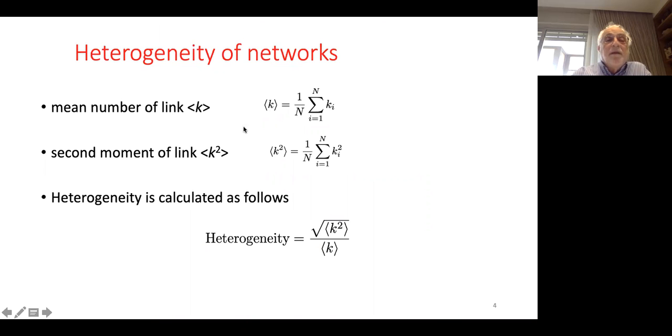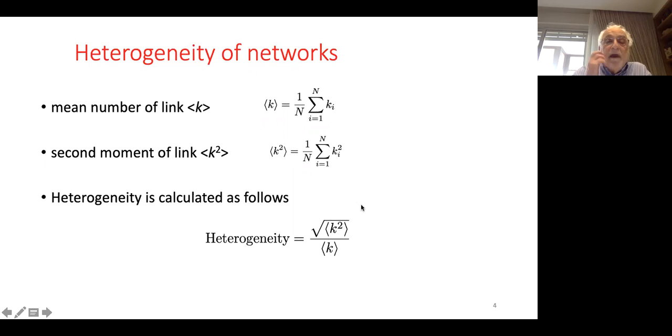Heterogeneity of the network means the following. You can define the average degree of a node, which is defined here. You take the sum over k_i and divide it by the number of nodes. And the second moment is k squared. It's a very simple measure, 1 over n sum over k squared. And the heterogeneity is calculated as follows. You take the square root of this divided by the average.